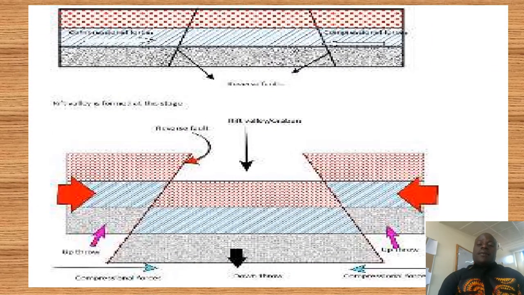If you check on our diagram, this is block A. This is block B. They are being pushed towards each other by the compressional forces. And after lines of weaknesses are formed, block A plus block B will be forced to be uplifted at a higher level than the central block. And the central block remains behind, forming a rift valley here.